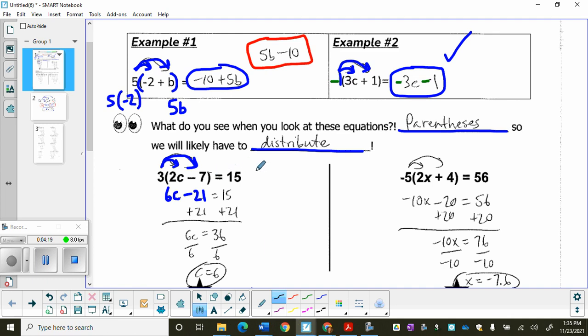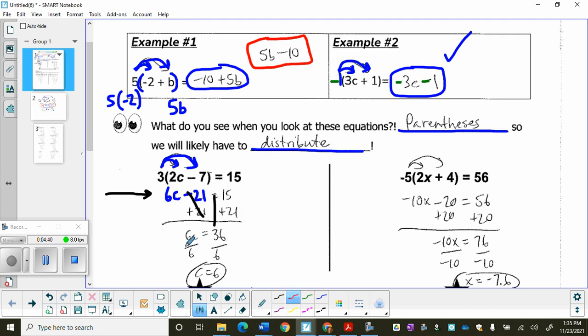Now we have the equals 15, and right here, y'all, we now only have 2 terms. So we're ready to drop our line and recognize that we have a negative constant. So we're going to add 21 to both sides, and this is going to cancel out. And I'm just going to bring down 6c. And then 15 plus 21 is where I get this 36.